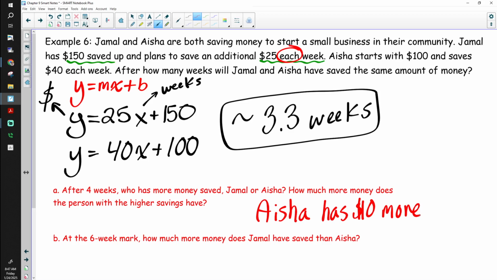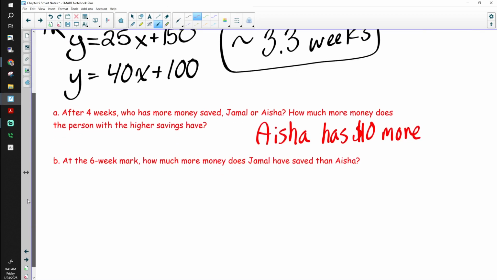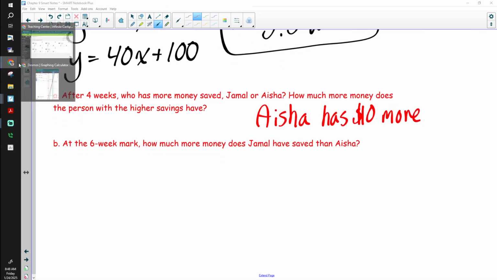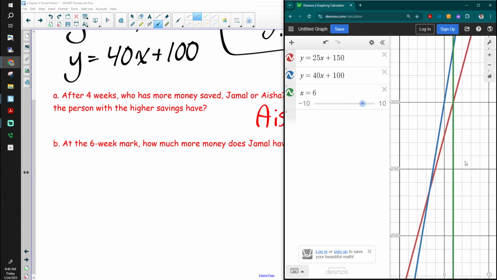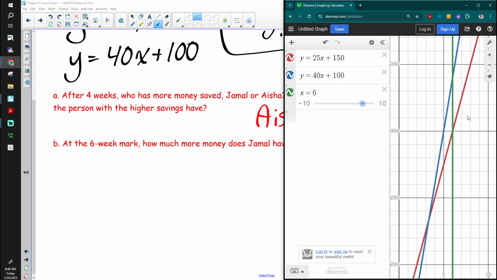And then we got, at the 6-week mark, how much more money does Jamal have than Asia at the 6-week mark? Okay, so we can do the same thing. Instead of 4, now we're asking 6. Well, this is not a very good question, is it? Who has more money after 6 weeks? Asia. Is this a very good question I wrote?